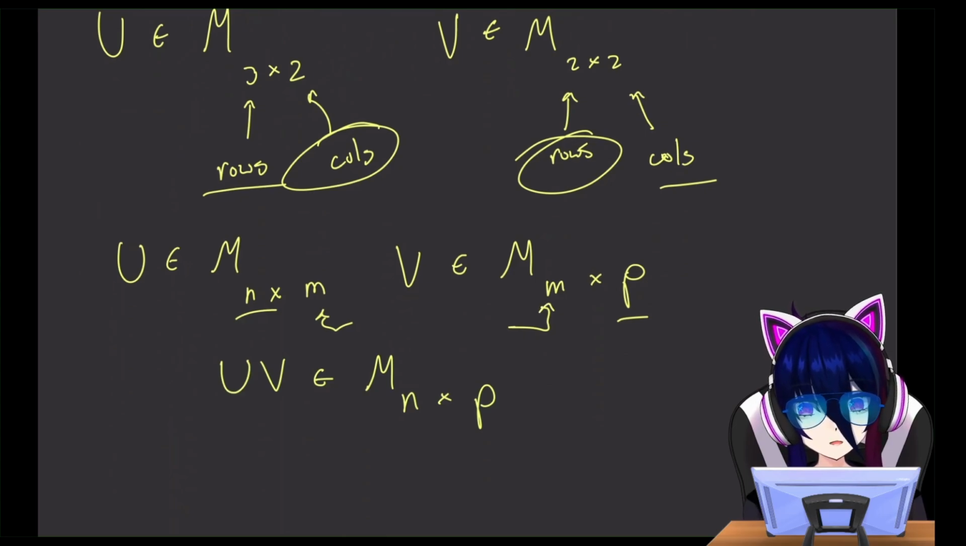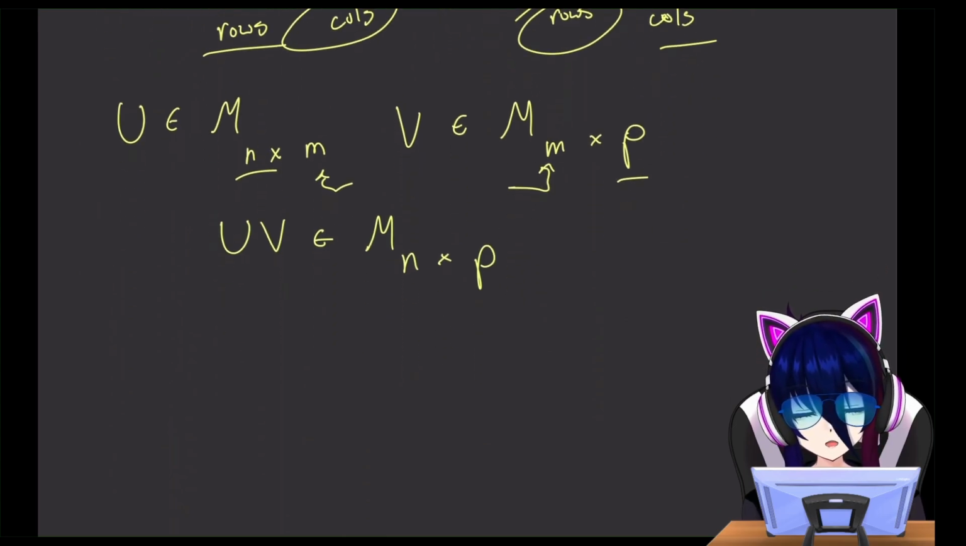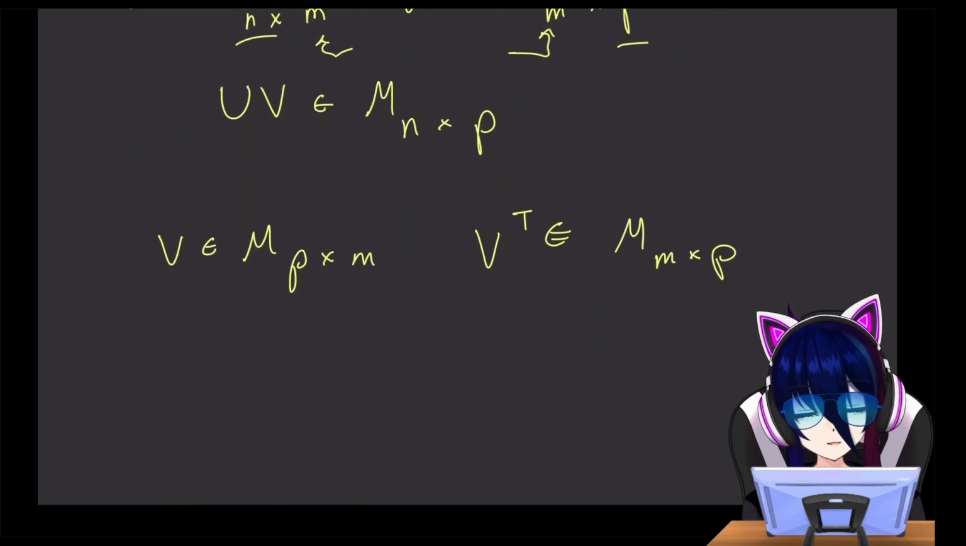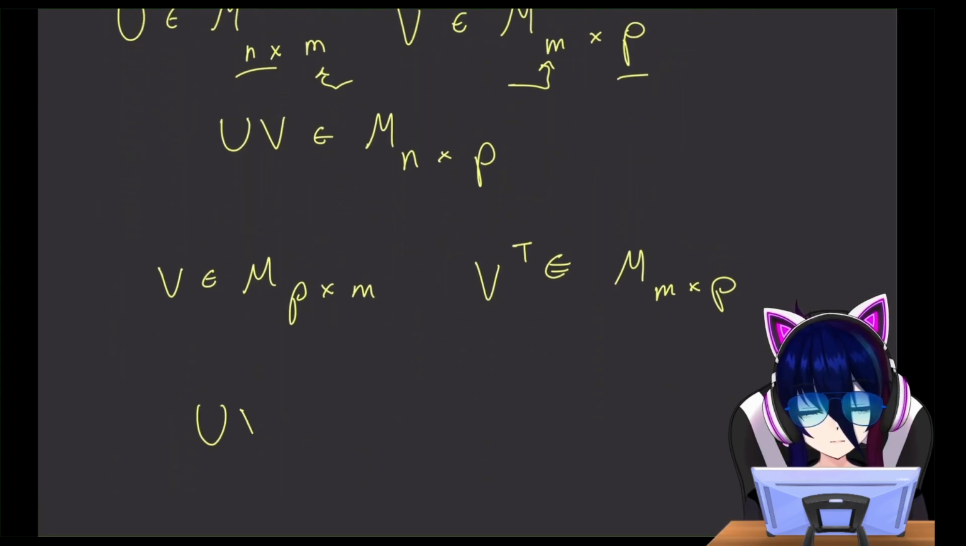What if you're in a situation, though, where, say, V is a matrix of P times M, and U is still N times M. Well, we can just go ahead and take the transpose of V, which is going to then be a matrix of M times P. So instead, we can multiply U times V transpose to get our matrix of N times P.